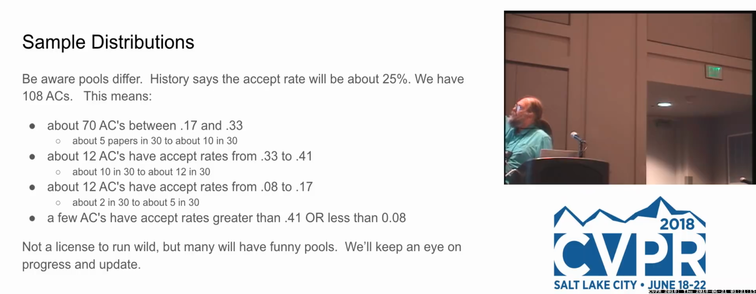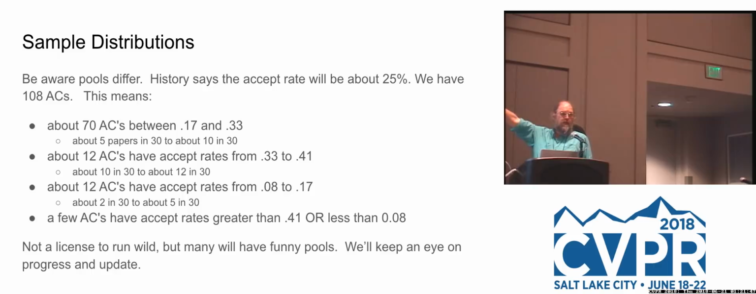But if you have 108 ACs and an accept rate of about 25%, we hit 30, but whatever, 25% is about right. About 70 of the ACs will accept somewhere between 5 and 10 papers in 30. But about 12 of them will accept 10 in 30 to 12 in 30. And about 12 of them will accept 2 in 30 to 5 in 30. The first group of 12 is panicking because they think they're too generous. The second group of 12 is panicking because they think they're too cranky. Nothing is going on. This is pure statistics.